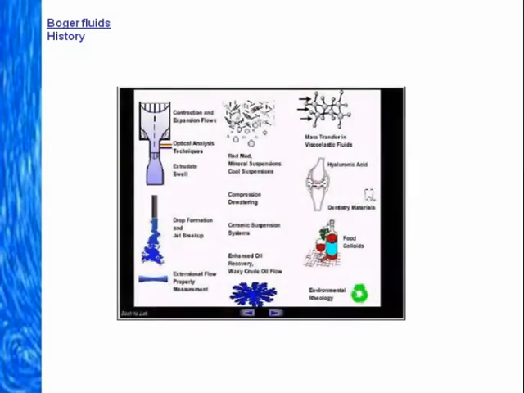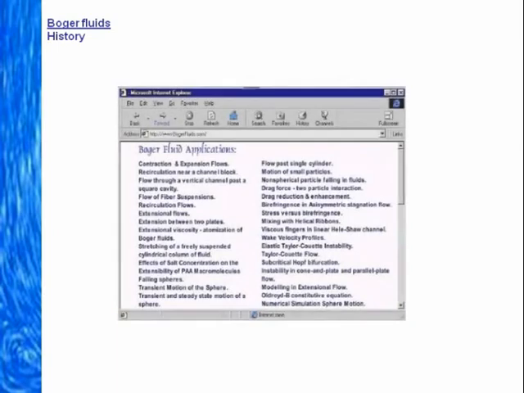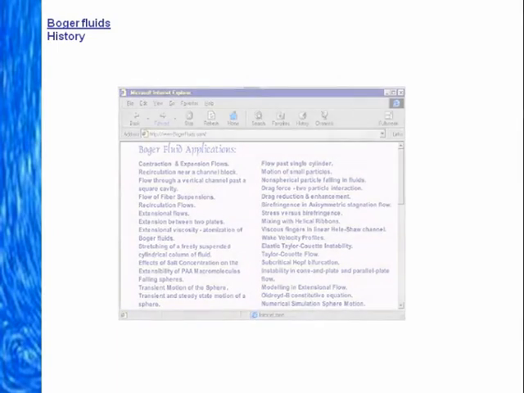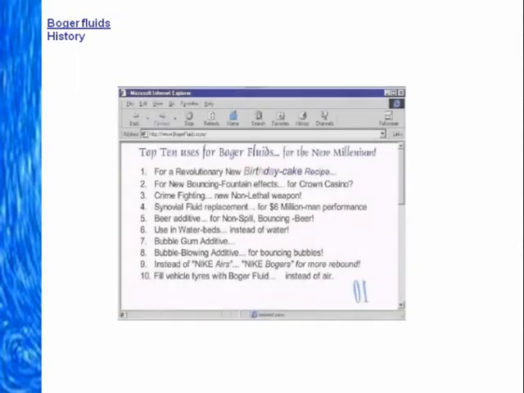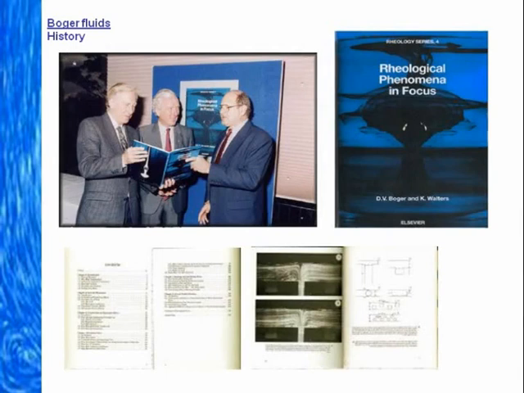We didn't expect the name to live on, but today I'm told that if you go to the web, you will get between 200 and 300 hits if you search for Boger fluids. There certainly have been a lot of papers that refer to such materials in all kinds of situations. The work continues on such materials, and the book, Rheological Phenomena in Focus, presents many photographs which illustrate the influence of elasticity in the absence of many other effects related to shear thinning and/or inertia.